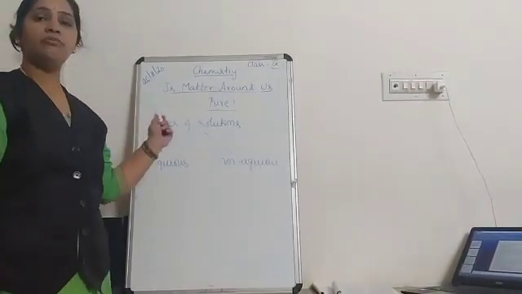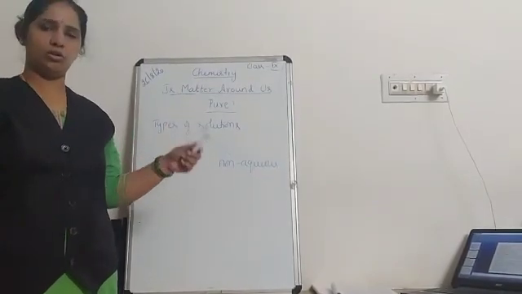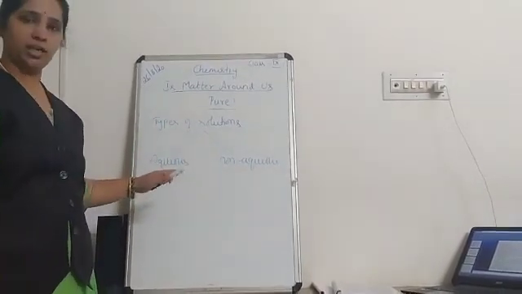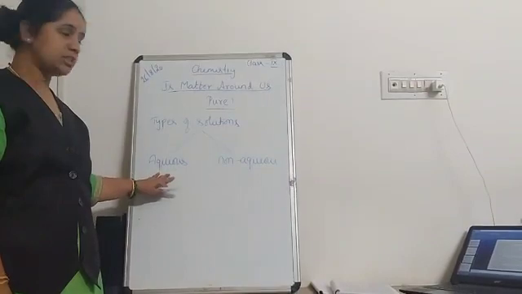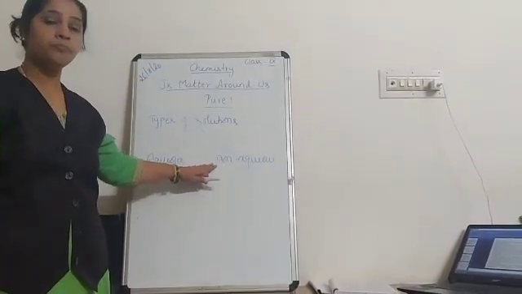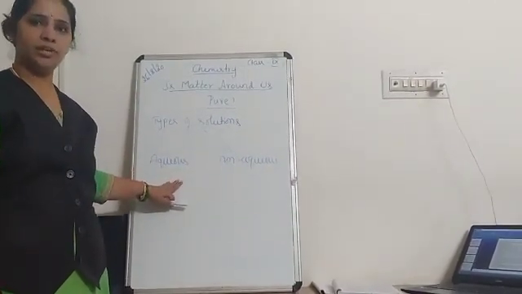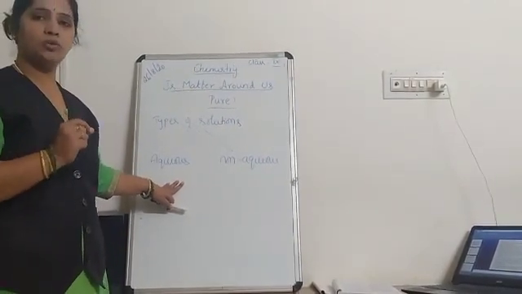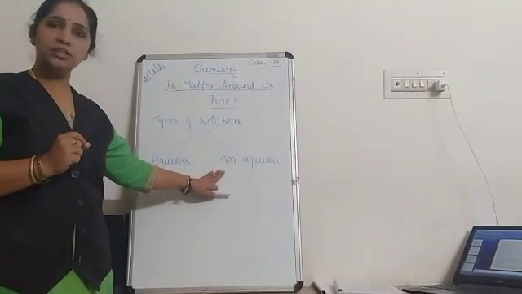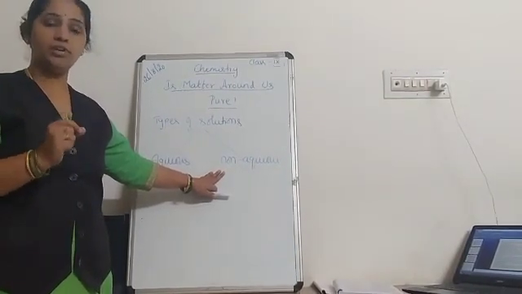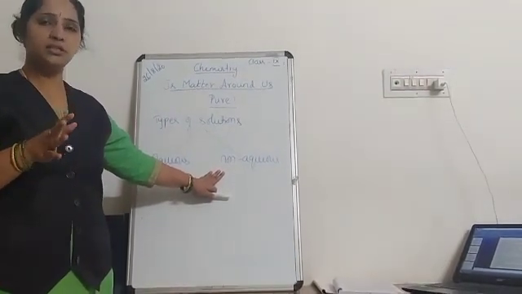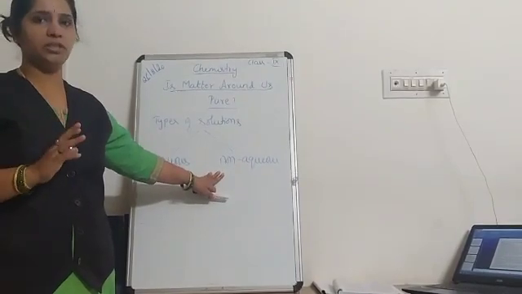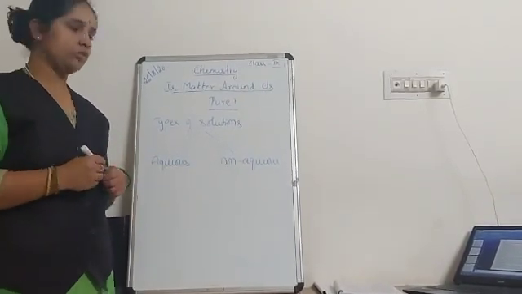Based on whether the solvent is water or not, they are classified into two types. One is the aqueous solutions and the other one is the non-aqueous solutions. Aqueous solutions are the ones where the solute is dissolved in water. So, water will be the solvent here. Whereas a non-aqueous solution is a solution where water will not be the solvent, whereas some other liquid will be the solvent. Let us take a few examples.